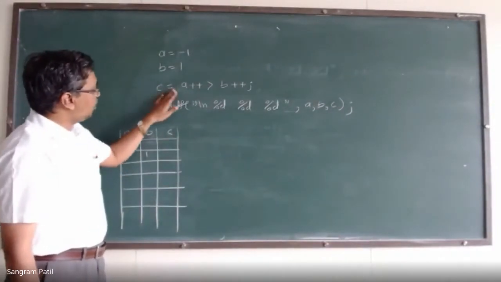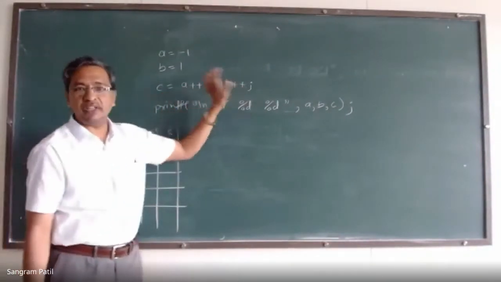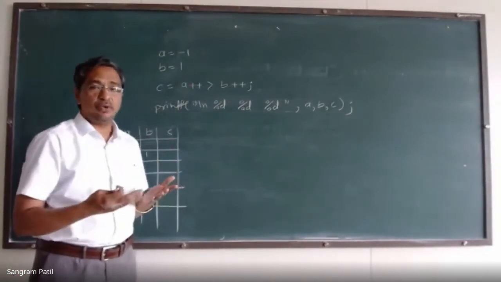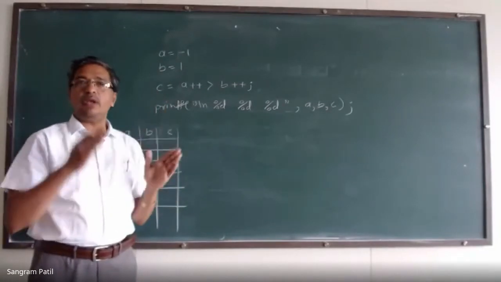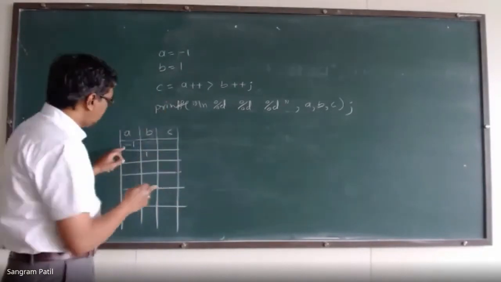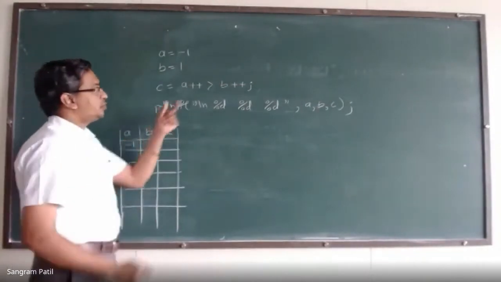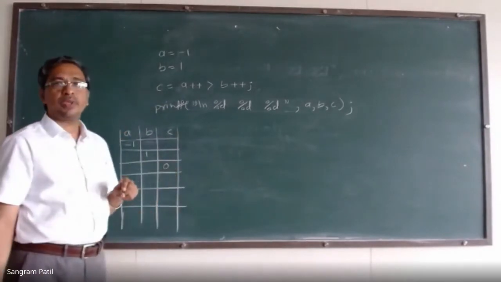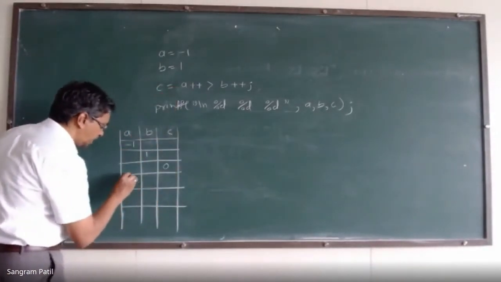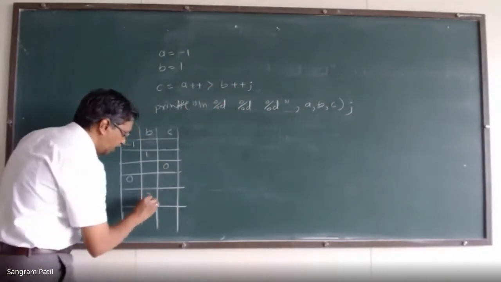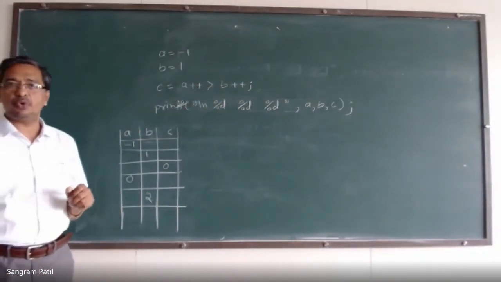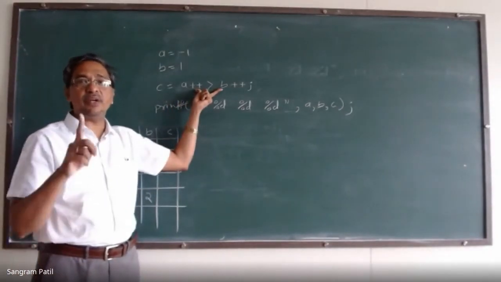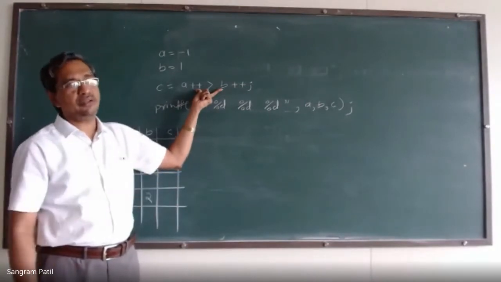It will check here C equal to A plus plus greater than B plus plus. Now here plus plus is present after the A and after the B. So first of all it will compare the value of A and B, whether the value of A is greater than B. Now in this case the value of A is not greater than B, so this will return 0 and the value of C becomes 0. And then it increments the value of A, which becomes 0, then it will increment the value of B, which becomes 2. So this will give you 0 2 0. So this will always return 1 or 0. If the condition is satisfied, it will return 1. If the condition is not satisfied, it will return 0.